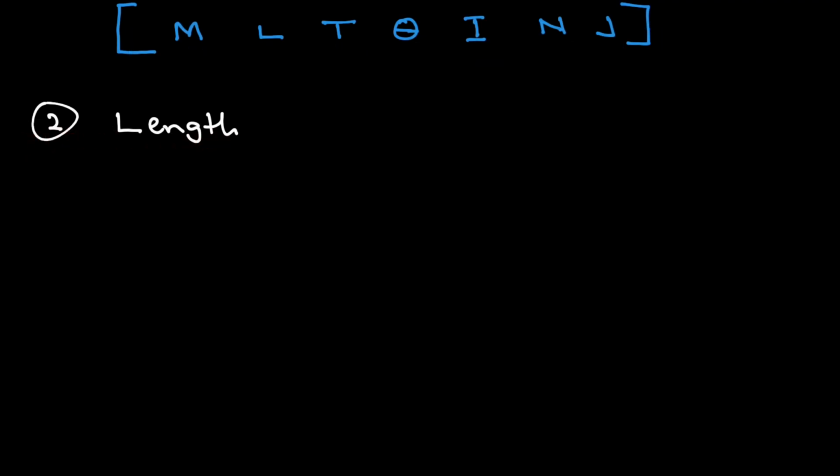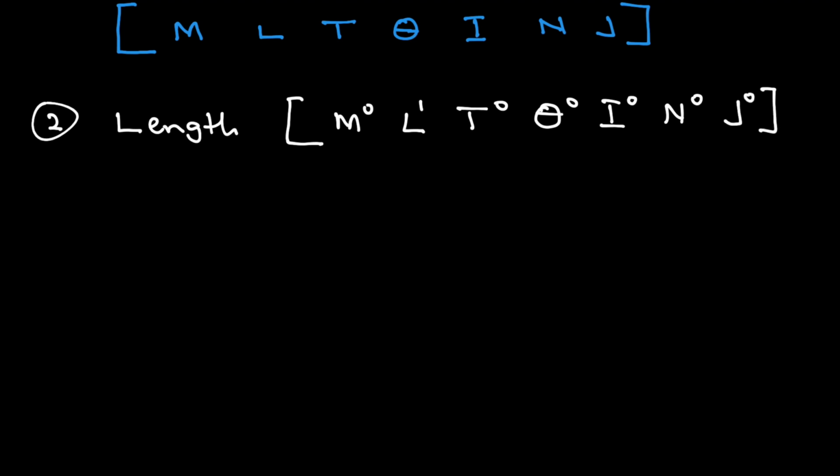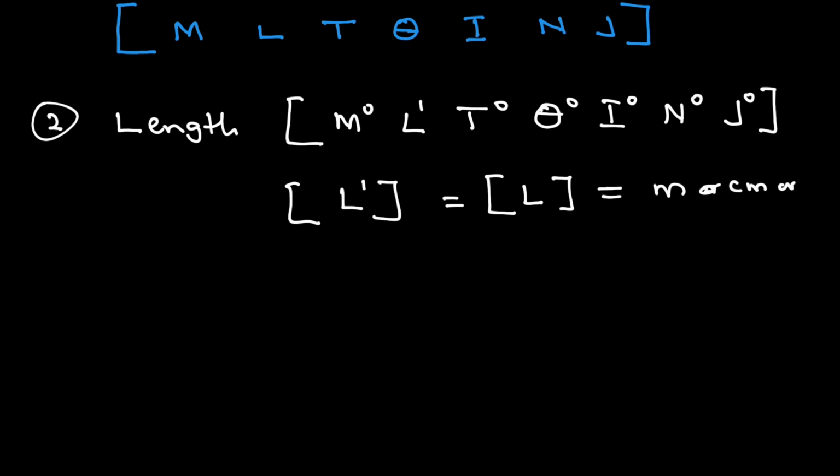Number 2, length. For length, we have no mass, length is only 1, time is 0, temperature is 0, current is 0, amount of substance is 0, and intensity is 0. Don't forget, M to power 0 is 1, T to power 0 is 1. So finally, we have L to power 1, which is basically L. And the unit for L is meters. L can be in meters or centimeters or decimeters. So this is unit and this is dimension.